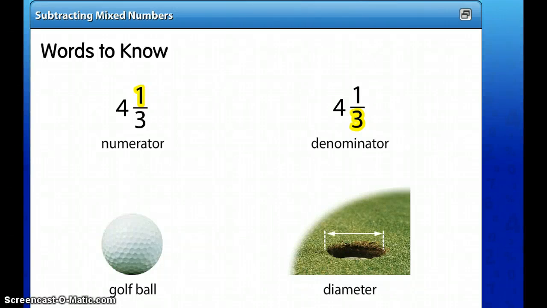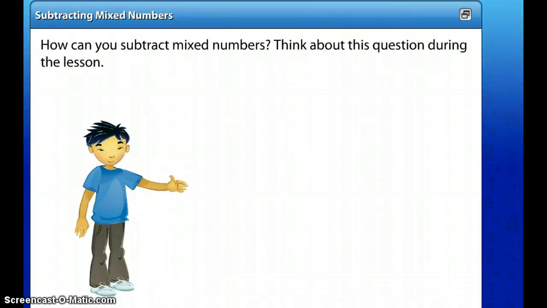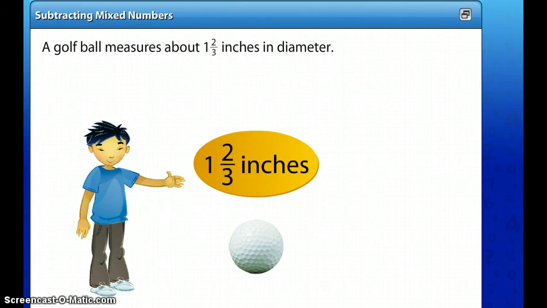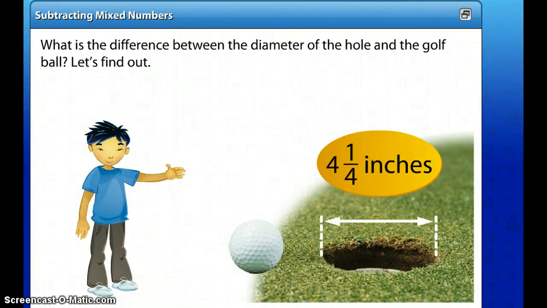Students will be able to subtract mixed numbers. How can you subtract mixed numbers? Think about this question during the lesson. A golf ball measures about 1 2/3 inches in diameter. What is the difference between the diameter of the hole and the golf ball? Let's find out.